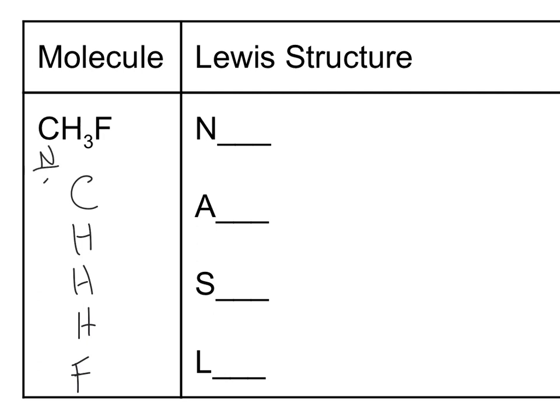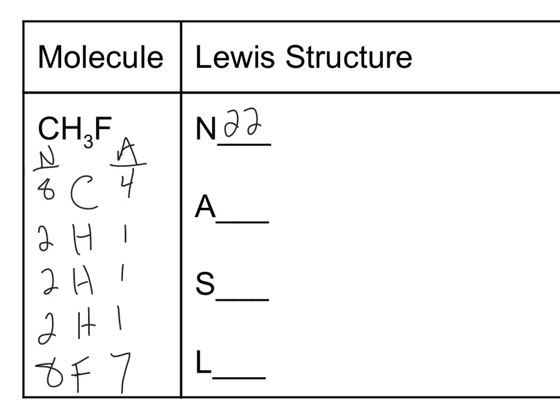For need, the carbon needs 8. Hydrogen is an exception, it only needs 2 for each of them, and then the fluorine needs 8. So the total is 8 plus 8, which is 16, plus 2 plus 2 plus 2, so that's 22. The available carbon has 4 valence electrons. It's in group 14. Each hydrogen has 1. Hydrogen's in group 1. And then the fluorine has 7, rather. It's in group 17 like chlorine is. So if we add that up, that's 14 available electrons. Subtract 22 minus 14 is 8 shared, and there will be 6 left over.